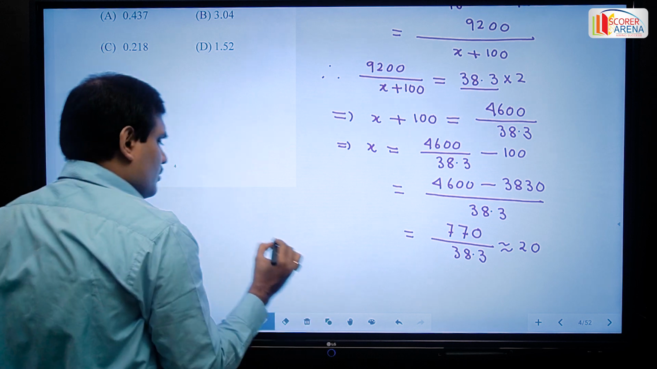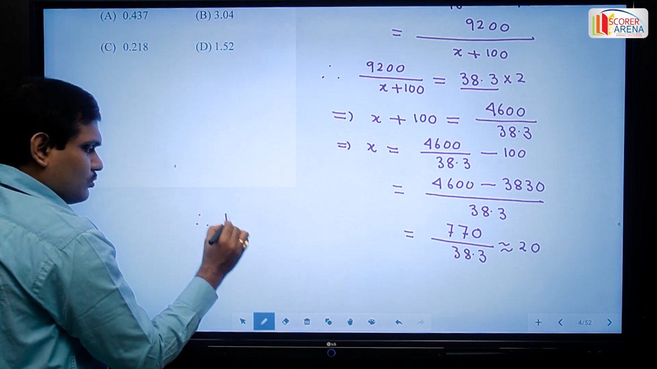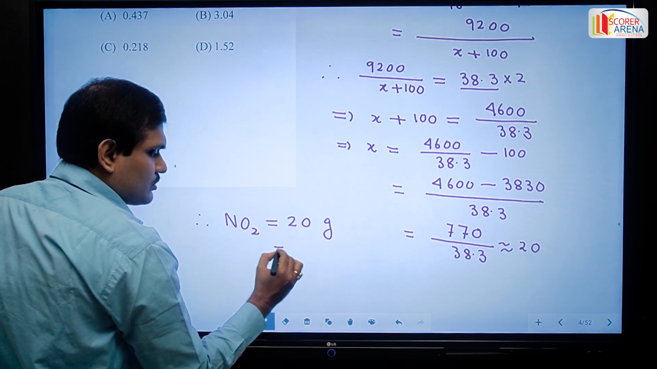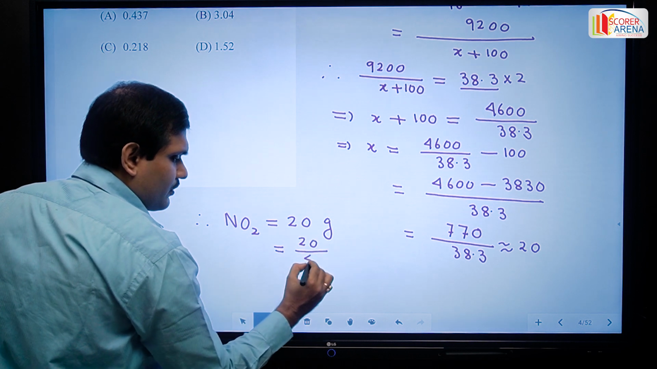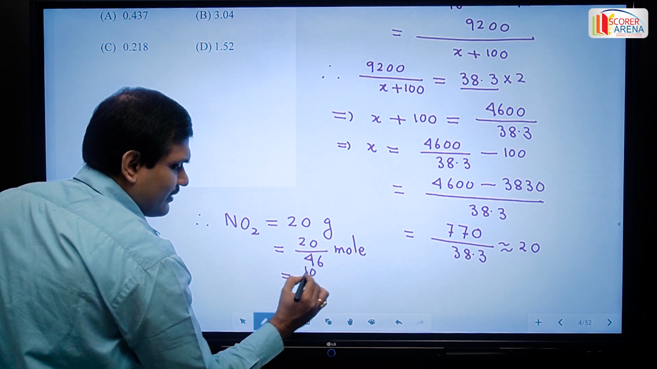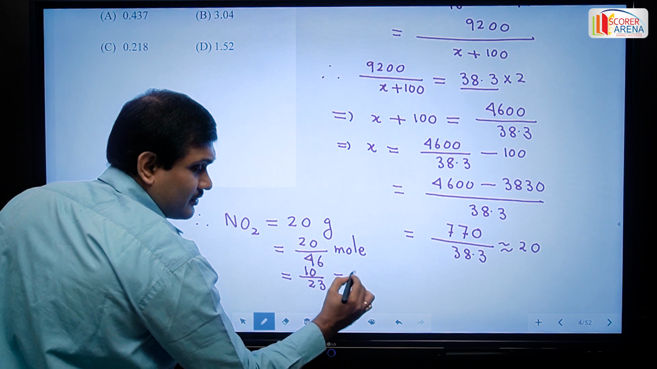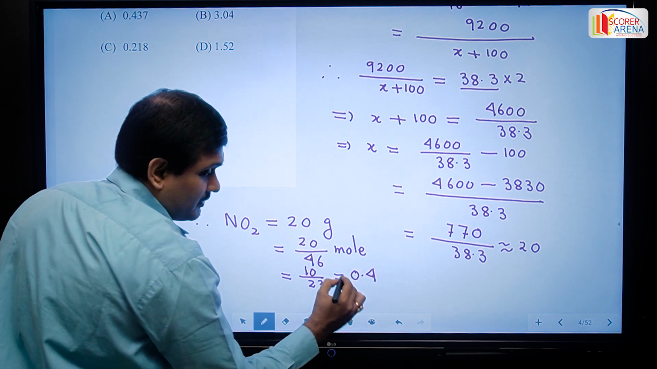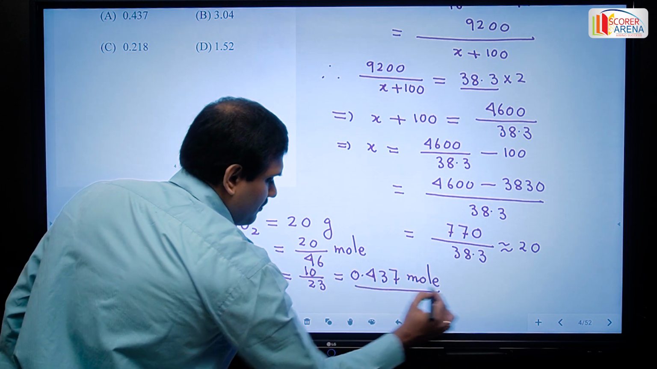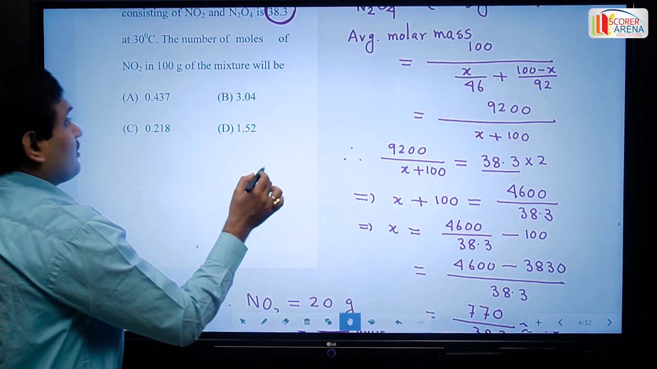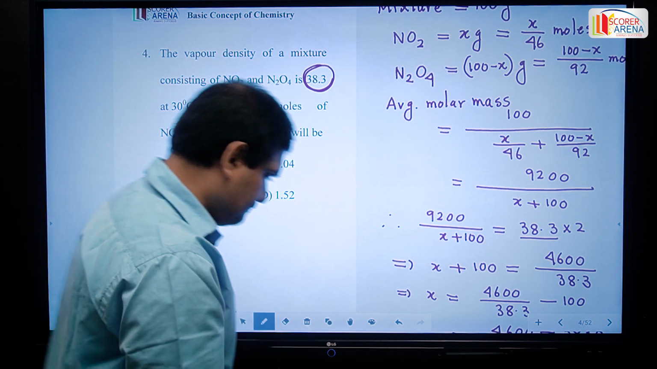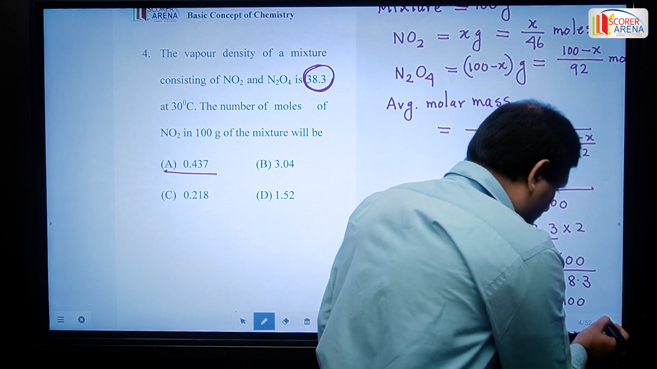So moles of NO2. Moles of NO2 will be equal to 20 grams, so moles will be 20 by 46, and definitely it will be 10 by 23. You can find it. This value will be approximately 0.437. So our answer will be 0.437, which is given in our options. It is option A. Okay. Now I am moving to the next question.